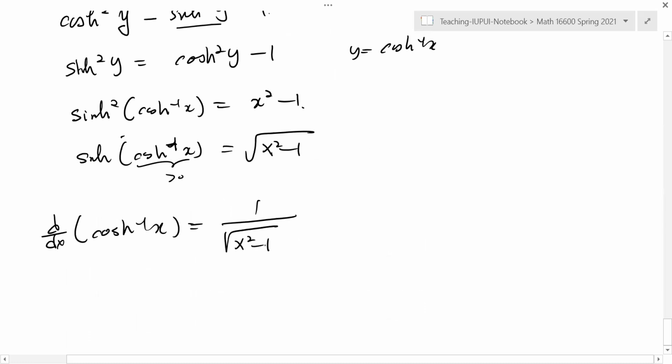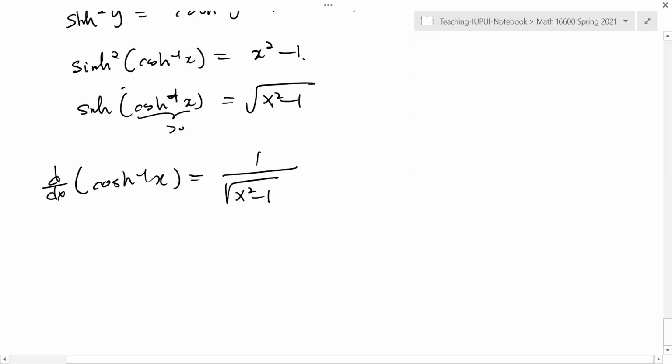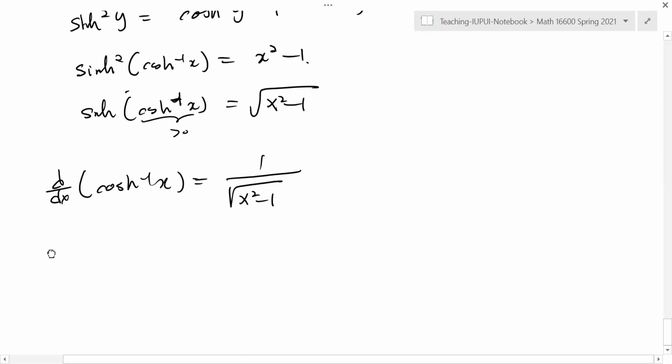So it's not similar to inverse cosine, arc cosine x. That's a slight difference here, right? Let's do the comparison, otherwise it's harder to memorize all of them.